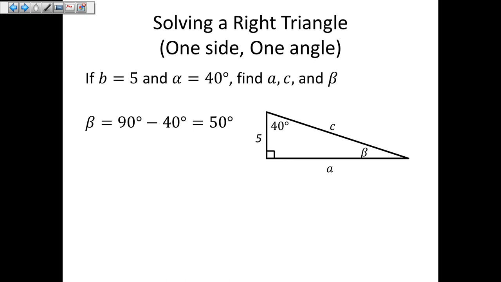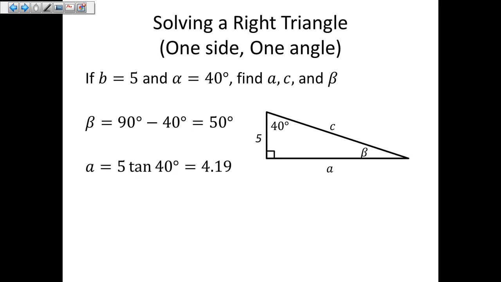Let's go ahead and find beta. Beta has to be equal to 90 degrees minus 40 degrees. Well, that's easy. Beta is equal to 50 degrees. Well, where are we going to go from here? Well, I can't use Pythagorean's theorem because with Pythagorean's theorem I need to know two sides to get the third.